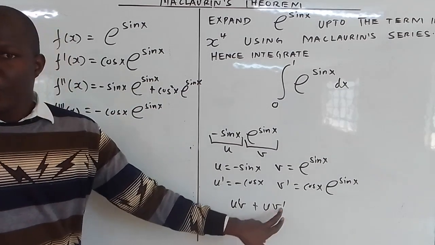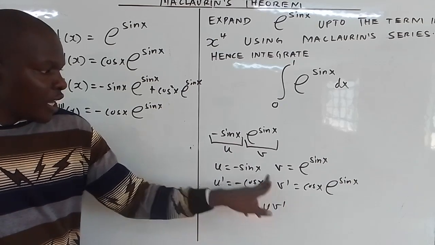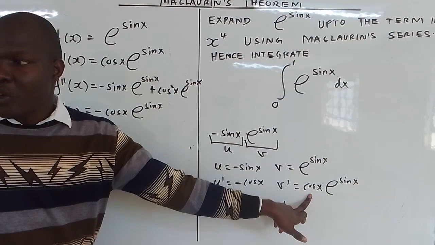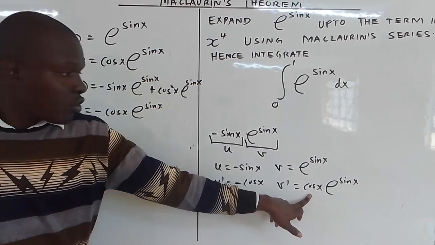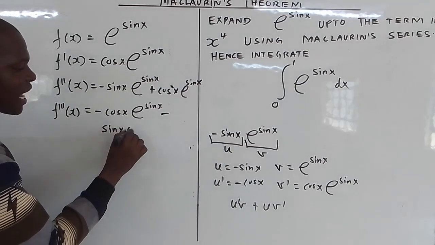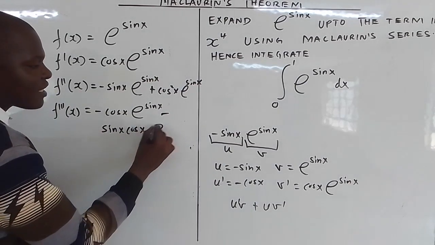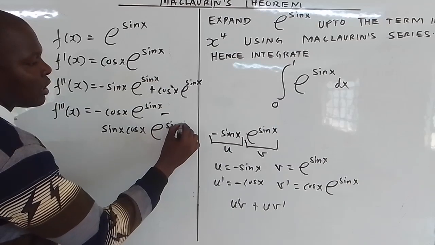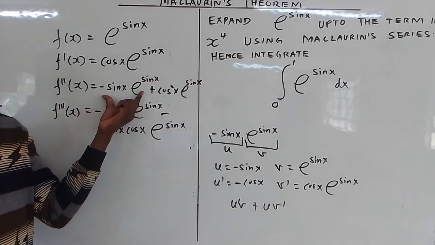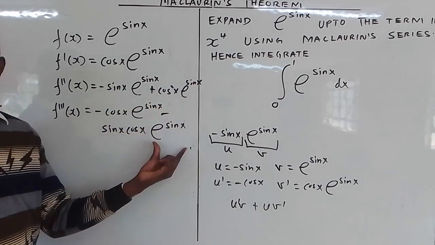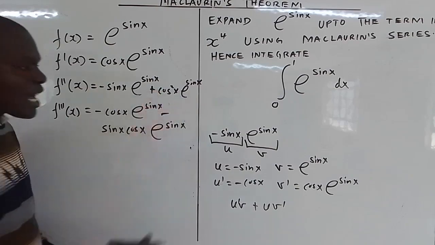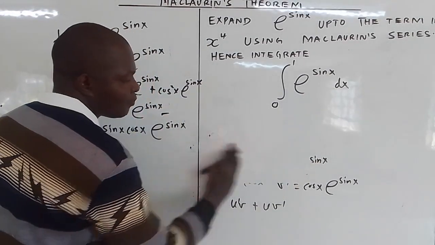Then it is plus u v prime. U is negative sine x times v prime, which is cos x exponential sine x. So you get negative sine x cos x exponential sine x. You are done with this first part. Then you go to the second part and you add to that. So what do we have in that second part?